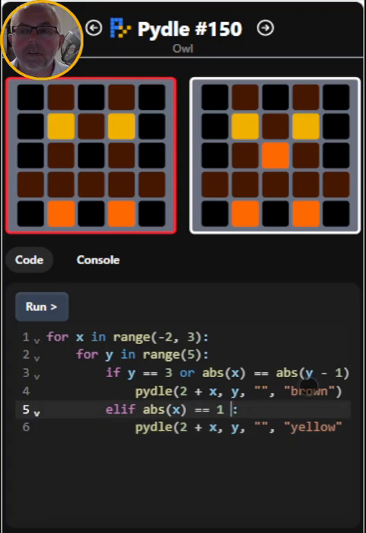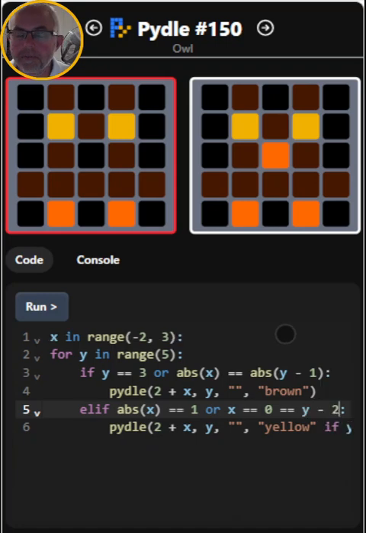Now we also need to include that pixel, and that is where x equals 0, and then what is y there? Y is 2. So if we wanted to make y pixel there equal to 0, we have to say y minus 2. Okay. And that solves the Pydle.